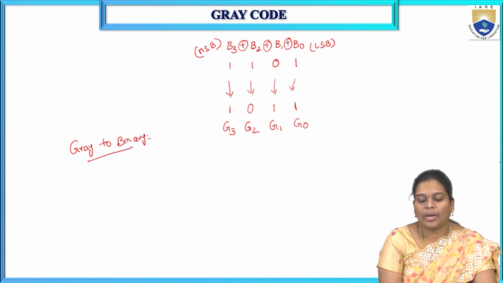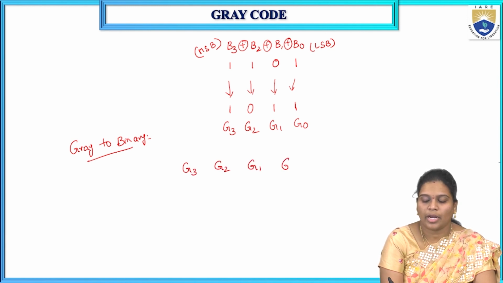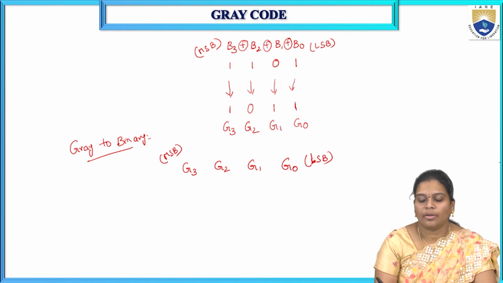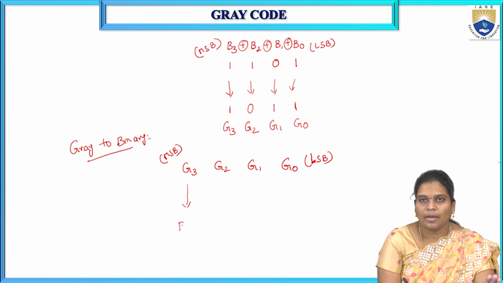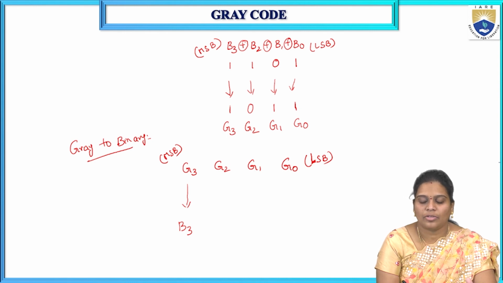Gray to binary conversion. The inputs are G3, G2, G1 and G0. This is the least significant bit, and this is the most significant bit. Here also, whatever the MSB bit is, we write the same value in the binary value. So G3, B3.